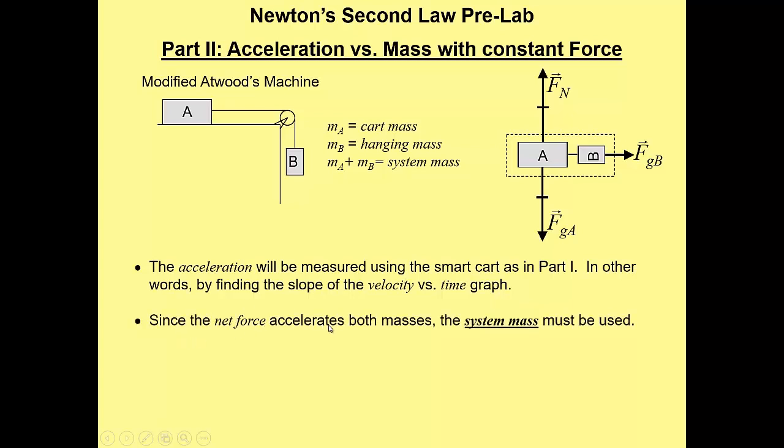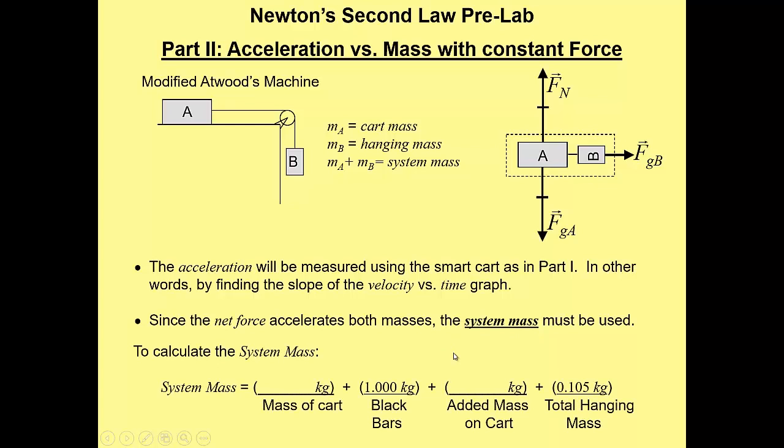Now, this is where we have to be careful. When it comes to recording the mass in your data table, we can't just use the cart or the stuff hanging on the cart, because this net force is accelerating both masses, right? They're both being accelerated. This is the force that acts on both, to tow it, if you will. So we have to use the system mass here, okay? And this is a little tricky. So how are we going to calculate that?